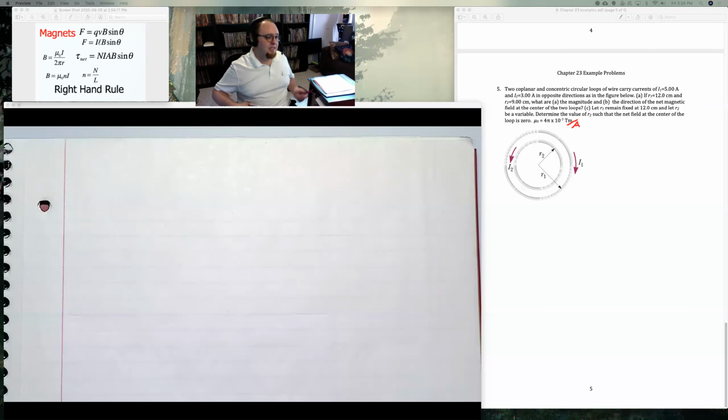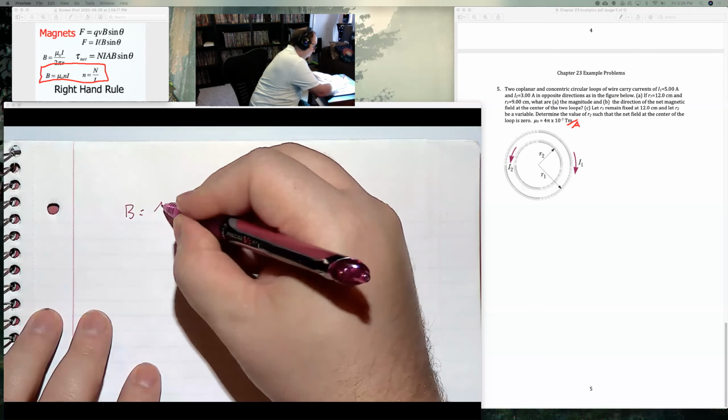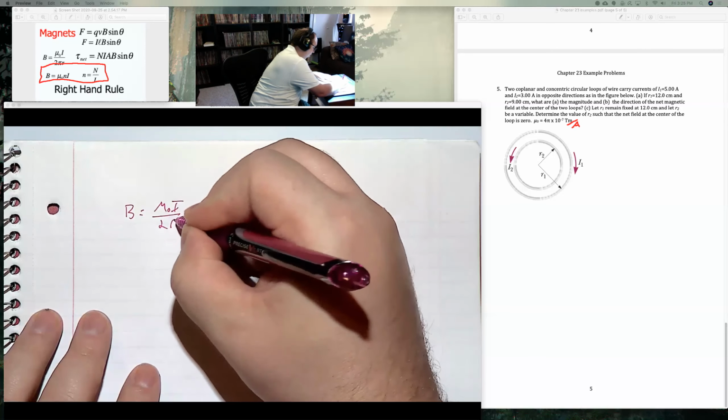Now at this point, it's a single loop. If it was a solenoid, I'd use the solenoid equation, which is written up here. But I didn't give a solenoid here, I gave a singular loop. And the equation for the magnetic field of a single loop is mu naught I over 2R.